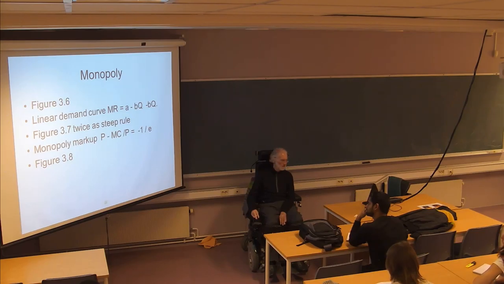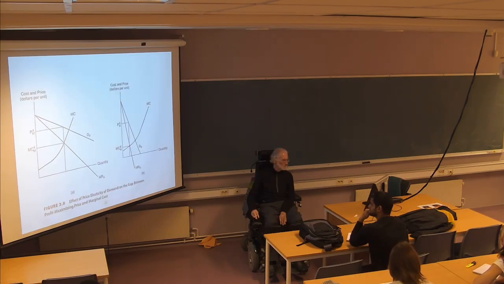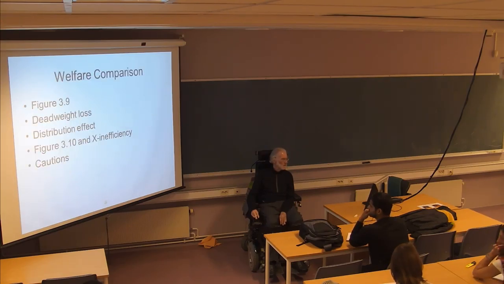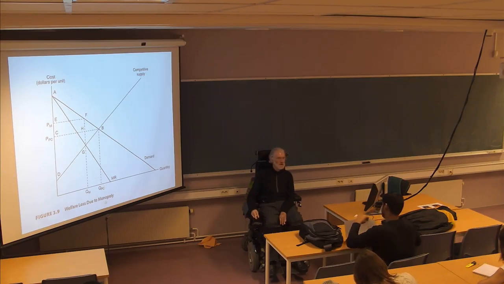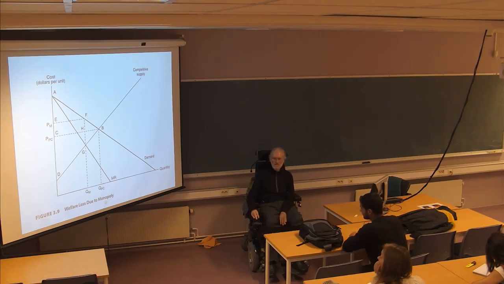Then we go to 3A. Next one. 3.9 is easy to read. It just tells you the difference between monopoly and perfect competition. In perfect competition, you end up in point B, and in monopoly, you end up in point F. The prices will increase. You can read that in the textbook. Next one.